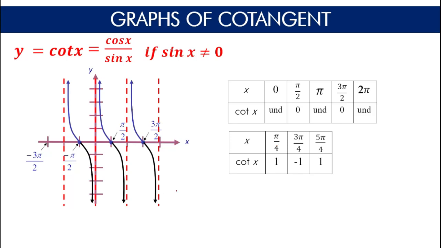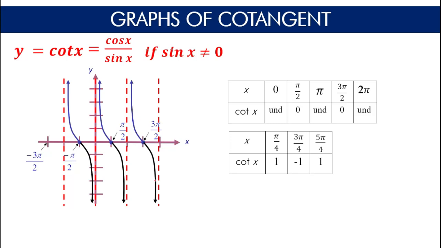As you can see here, pi over 2 and 3 pi over 2 give 0. So this one and this one. And then we have pi over 4, which is just 1. So extend it, connect it, and approach the vertical asymptotes. For 3 pi over 4, we'll have negative 1, so this one. Again, just connect it and approach the vertical asymptotes. And then for 5 pi over 4, that's 1. So again, approach the vertical asymptote here.